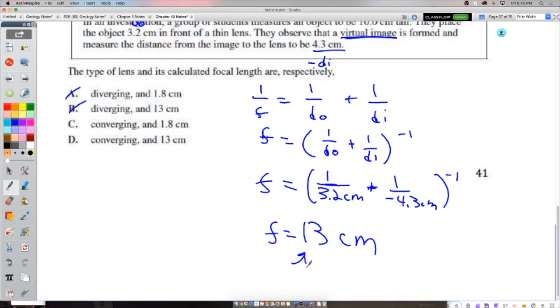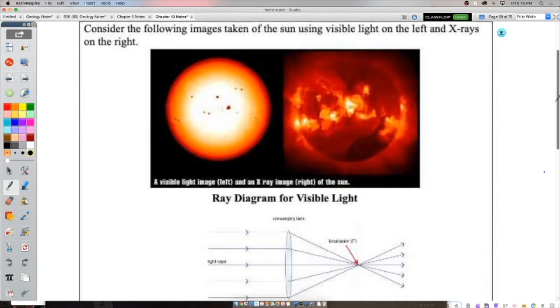Now it's positive, so that's probably the safer way to answer the question than relying on your memory too hard, right? Positive focal length gives us a converging lens, because it has a real focal point. It actually focuses real rays. It doesn't just appear to focus virtual rays. So converging and 13 centimeters. That 1.8 is the answer you get if you drop the negative. Sneaky, sneaky. Be careful. Last one here for this topic.